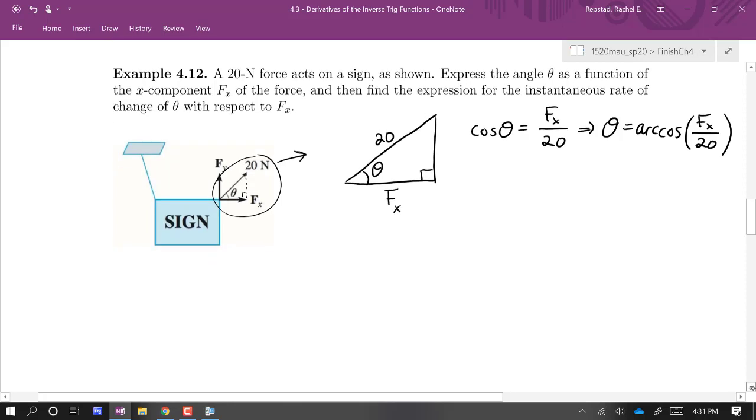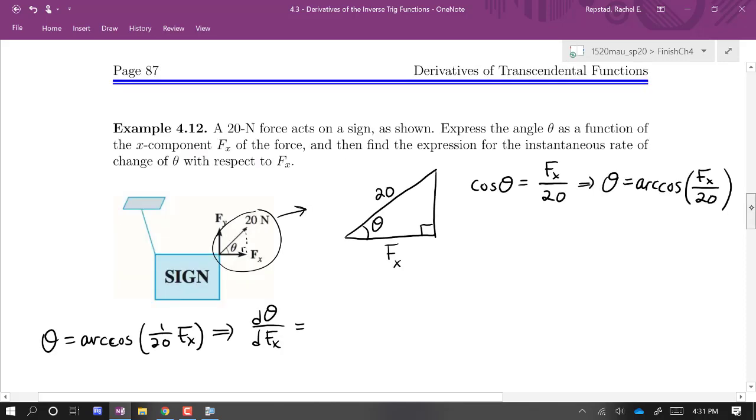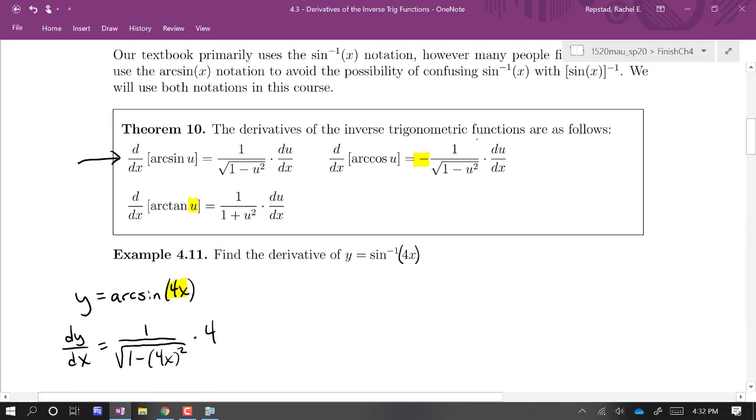So now what we're going to do is find the derivative. So I'm going to take this function. I'm just going to rewrite it here, give myself some space to work it out. Arc cosine of, now instead of f sub x over 20, I'm going to just write that as 1 over 20 times f sub x. It'll make the chain rule part a little bit more clear. But if we take the derivative, we get d theta d f sub x equal to, let's see, the arc cosine formula is this one here.